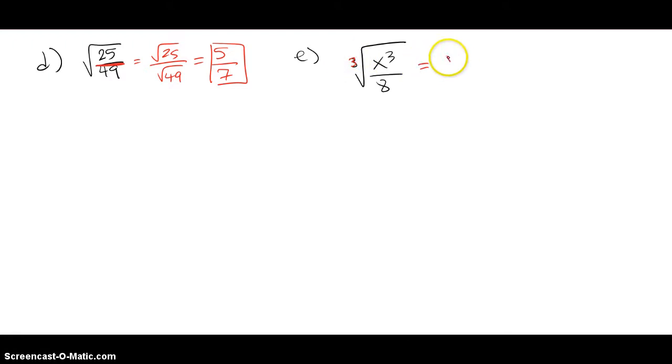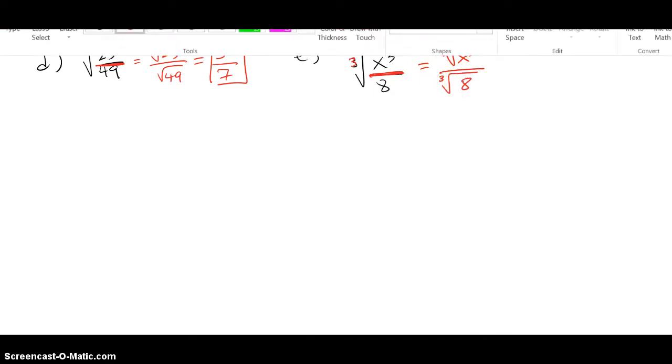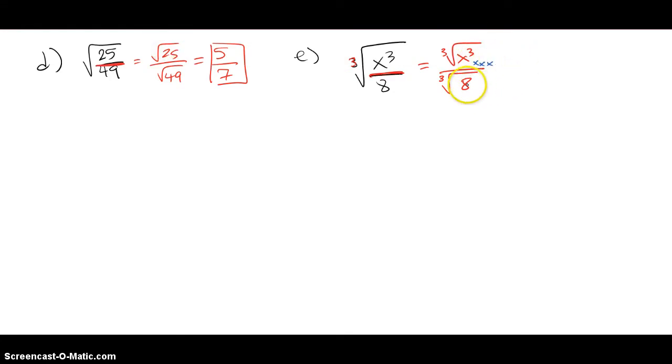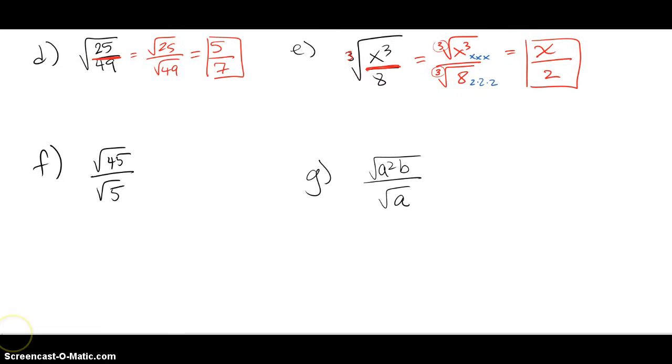Same thing here, but it's a cube root. Pay attention, it's a cube root. So I'm going to split it. Cube root of x cubed over cube root of 8. Well, I have three x's underneath. I have x times x times x, and for the 8 I have 2 times 2 times 2. And remember, because it's a cube root, for every 3 identical multiplied, 1 pops out, so our answer is x over 2. Let's look at a couple more.